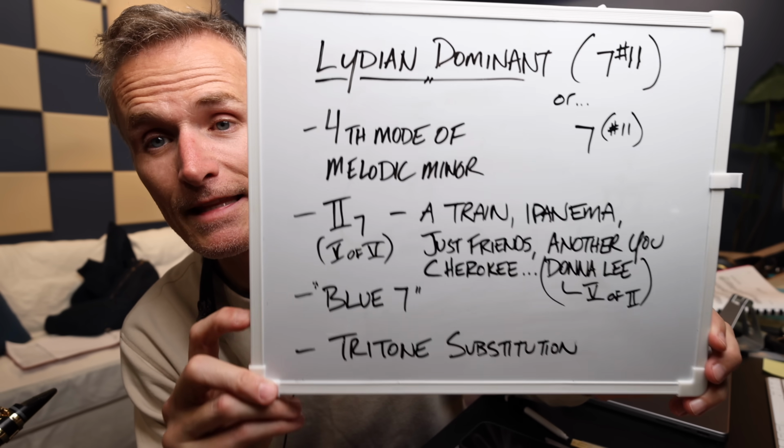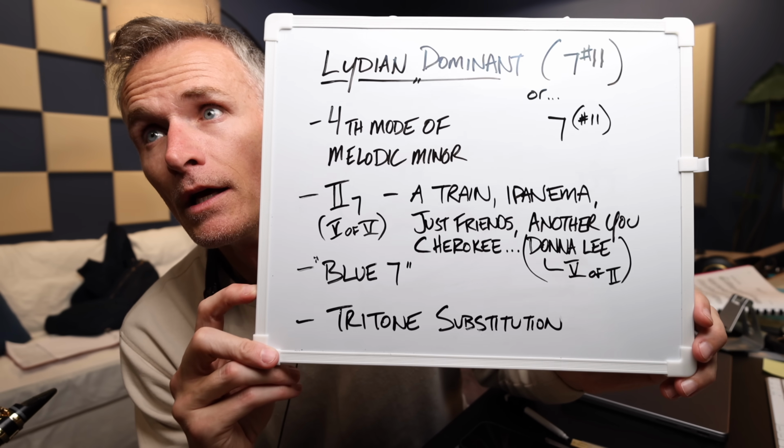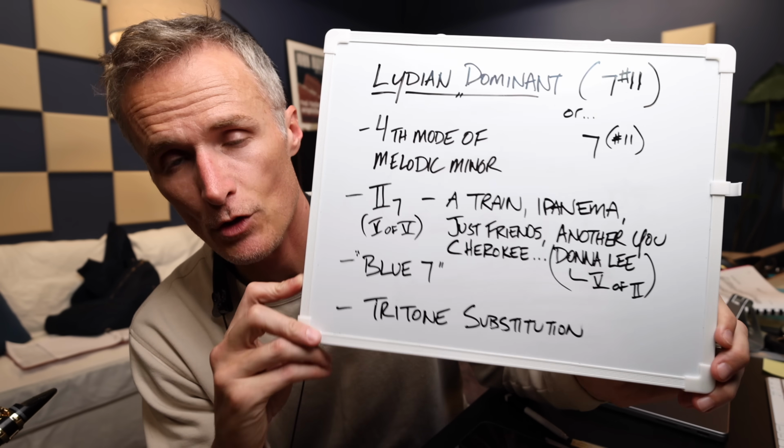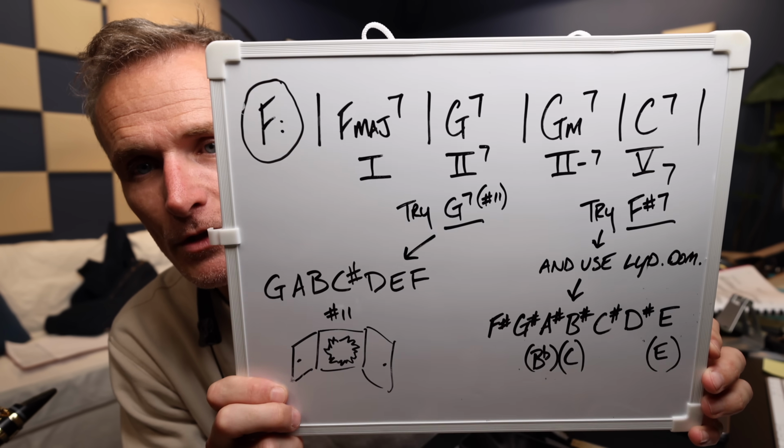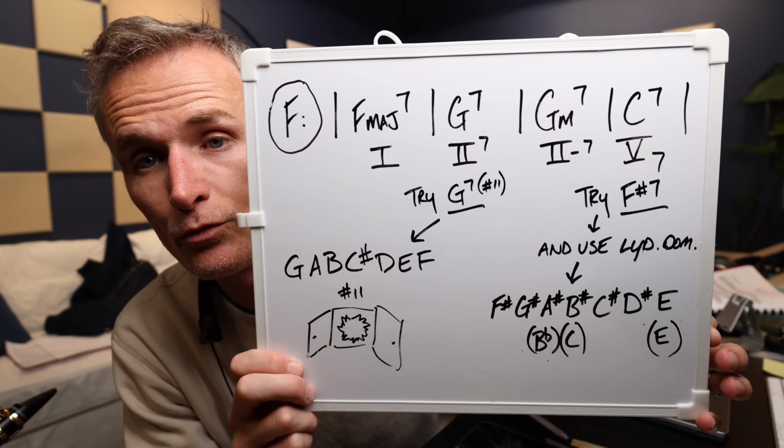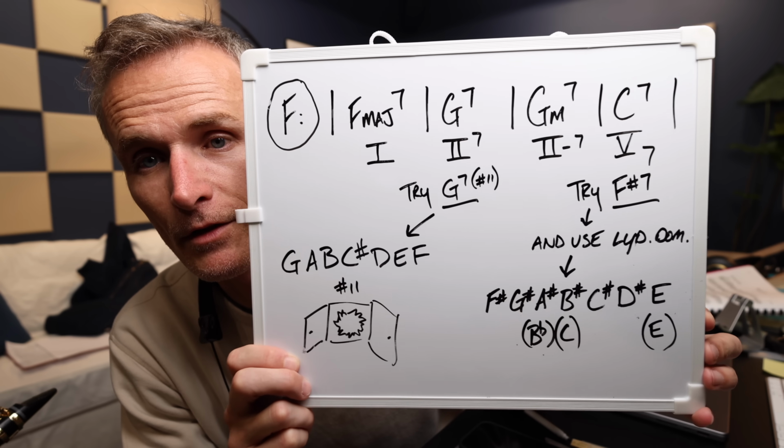Tritone substitution. This is where you could run into trouble. So let's pop over here. Here I have this progression that we've been listening to: one major 7, two dominant 7, two minor 7, and five-7, okay?